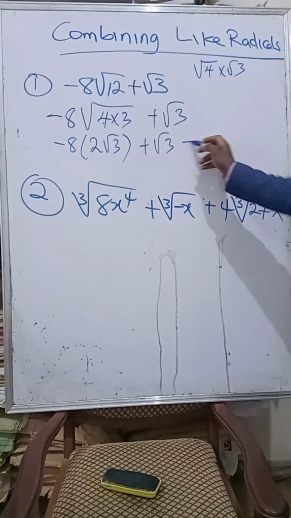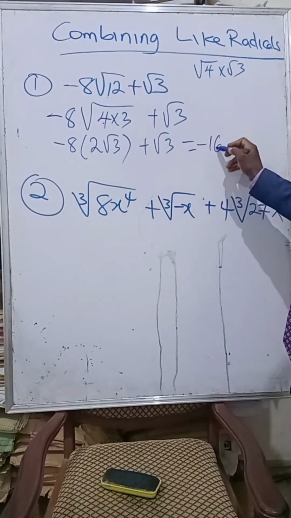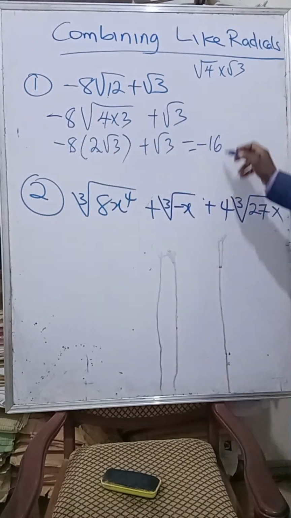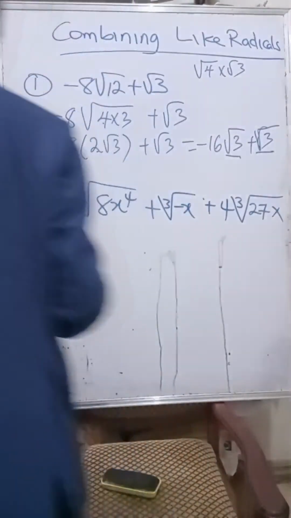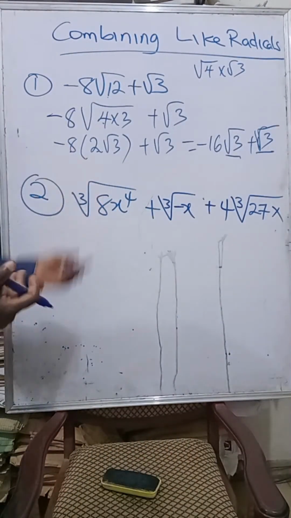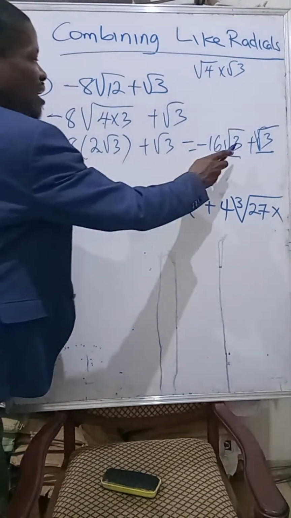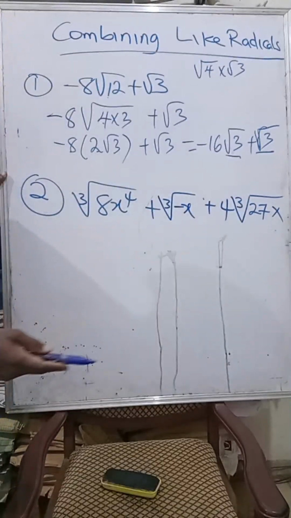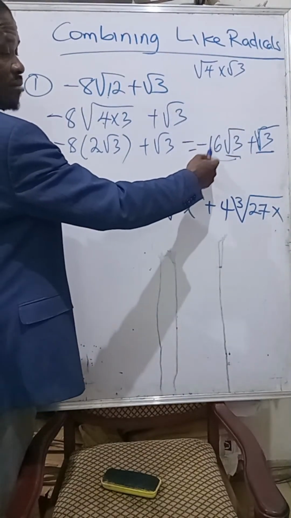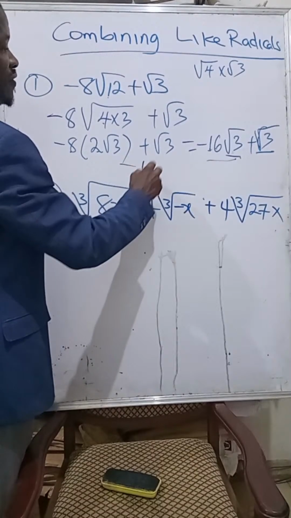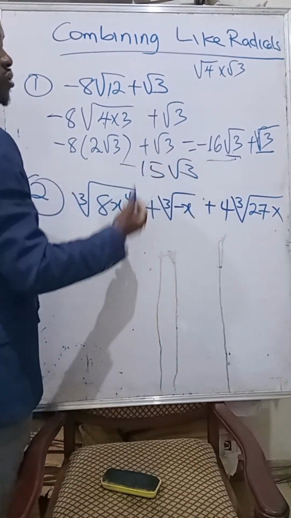So we're going to have now minus 16, 2 times minus 8. Then plus this. Once the radicals are the same, root 3, root 3, then they become addable or subtractable. You can add or you can subtract once the radicals are the same. So you're just doing the coefficient, minus 16 plus 1. So that's minus 15 root 3. So that's that.